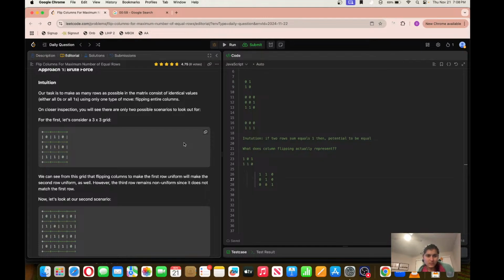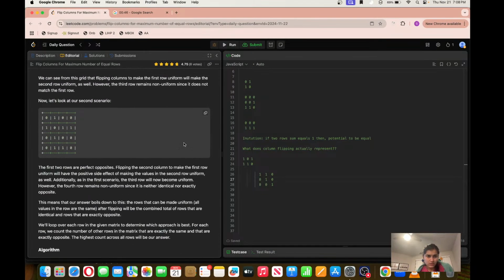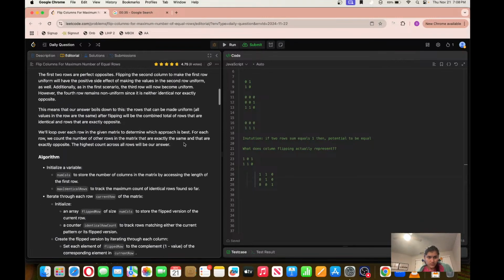The ask is to make as many rows as possible in the matrix consist of identical values. On closer inspection, you will see that there are two possible scenarios to look out for. For the first, let's consider this grid. Flipping columns to make the first row uniform will make the second row uniform as well. However, the third row does not become uniform since it does not match the first row. The first two rows are perfect opposites.